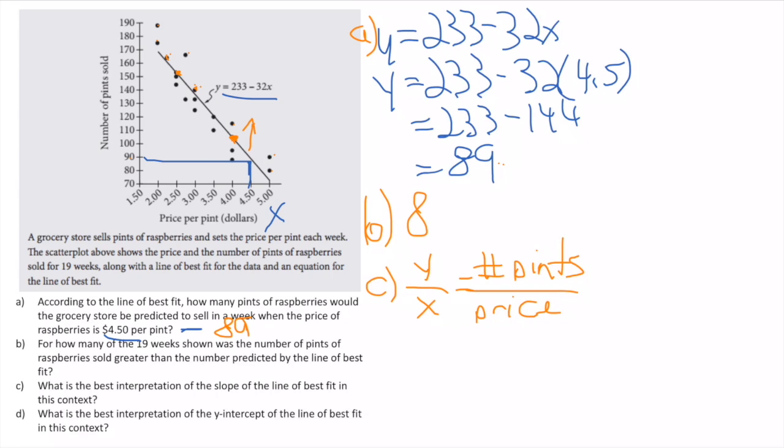So if I interpret this, slope is just the change in y divided by the change in x, which means for every value I go up in the x, so for every 50-cent increase or for every $1 increase, I could expect to lose 32 pints sold. Because my slope is negative 32, every time I go up $1, I'm going to lose 32 pints sold. That's all it means there.